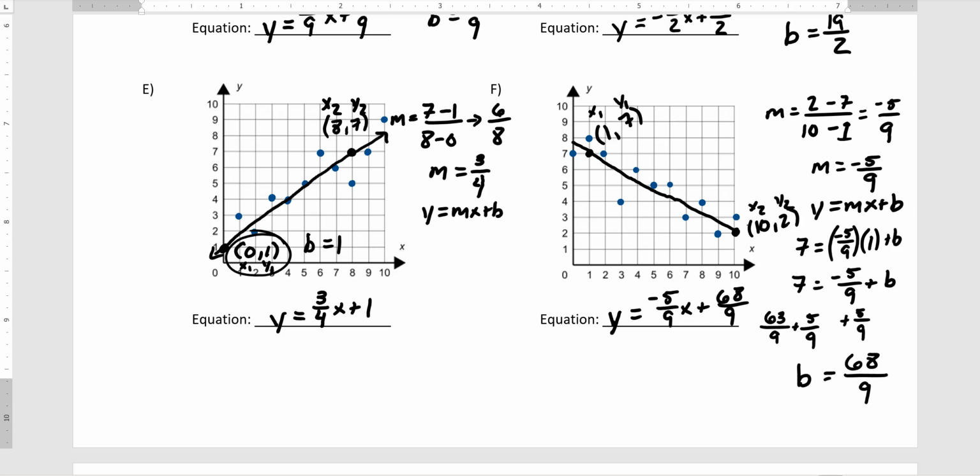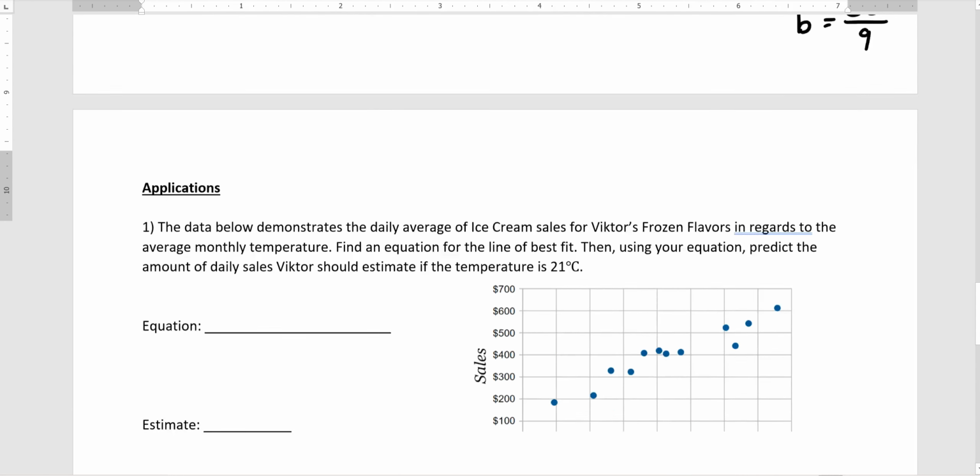Okay, and again, if yours is not exactly that, that's fine. As long as you got a slope close to negative 5 ninths, you know, negative 1/2 maybe, as long as you got a y-intercept close to 68 ninths, which as a decimal would be around 7.6. So if you want to look and plug that y-intercept in, see if you got something close to 7.6, that would be fine. All right, hopefully we're feeling confident with these. Let me know if you have any questions.